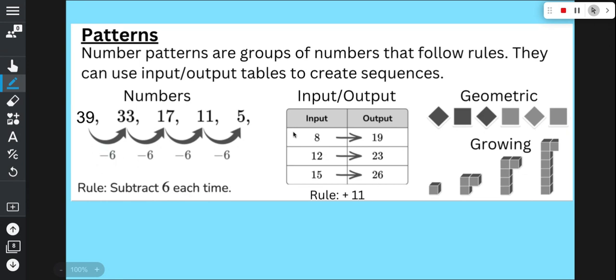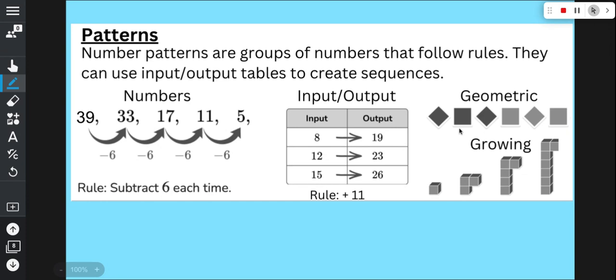So we can continue a pattern by using the same rule. The same thing goes for input-output tables. If I started with 8 and I end at 19, my rule is going to be to add 11. If I go from 12 to 23, that rule should still apply, and it does. 15 to 26 is add 11. So our rule is adding 11.